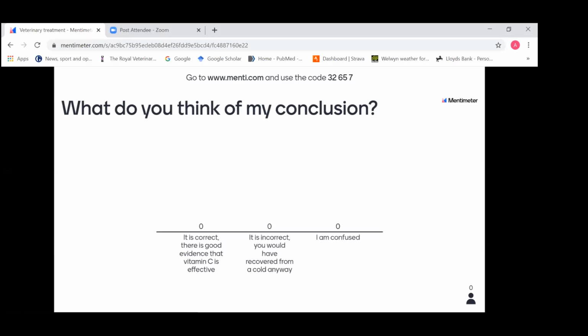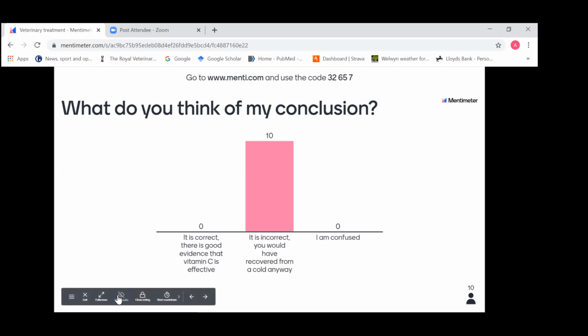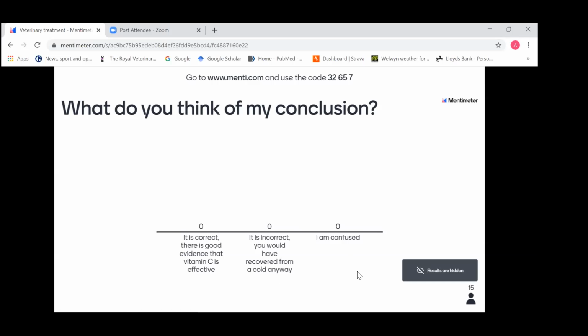There are really three options I'm going to give you here. That it's correct: that's a good logical conclusion that vitamin C is effective. That it's incorrect, because I would have recovered from a cold anyway. Or maybe it's just a little bit confusing and you're not quite sure what to conclude from that series of statements. So can you conclude that it's right? Can you conclude that it's wrong? Or can you just conclude that you can't conclude anything?